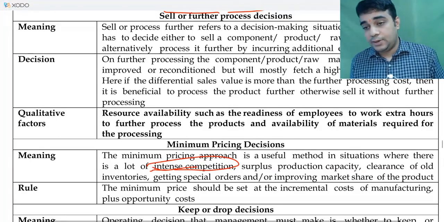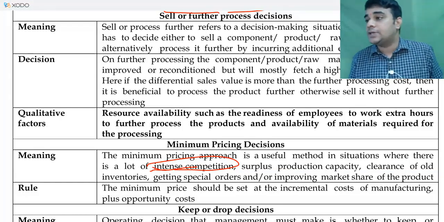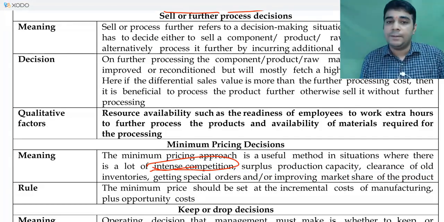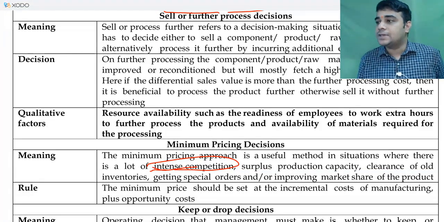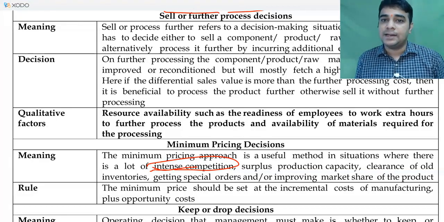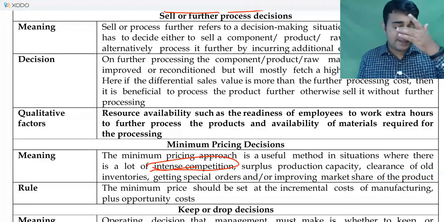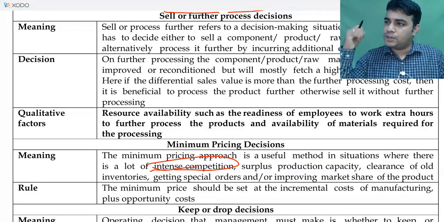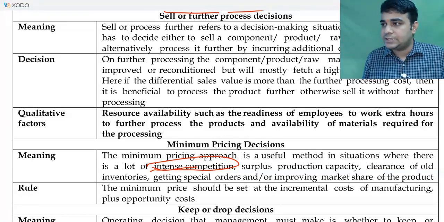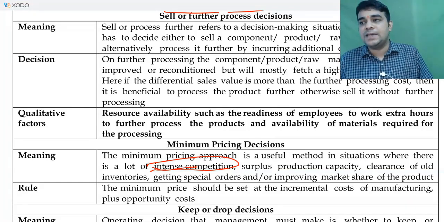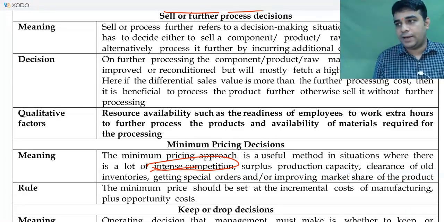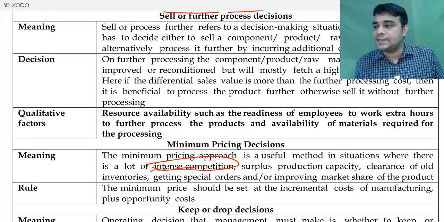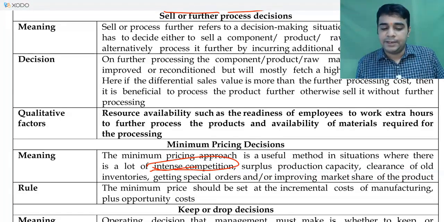In theory, a question can even come like this: when should an organization follow a minimum pricing approach? They'll ask a relevant costing question and they'll just add a 2-mark question, saying when should you adopt a minimum pricing approach? So intense competition, surplus production capacity. You discuss a little bit about this in the pricing decision chapter. In pricing decision, we have something called a pricing approach, which says any cash realizable value, even if that price is lesser than variable cost. So I'll discuss that a little bit in detail there.